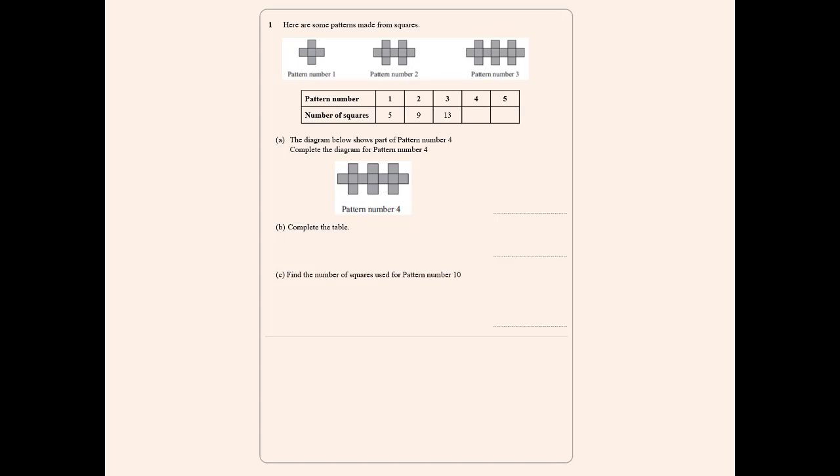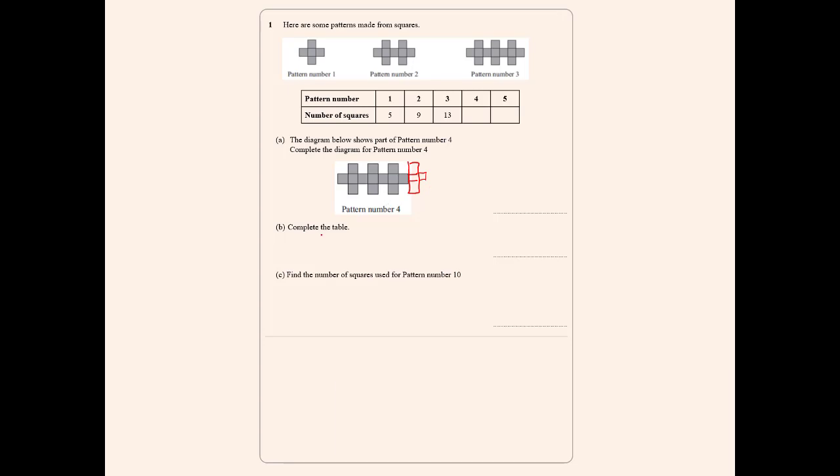So here are some patterns made from squares. We've got pattern 1, 2 and 3, and it's asking us to complete the diagram for pattern number 4. So we can see we're adding 4 squares at the end. Make sure you use pencil and ruler for this kind of question, so that if you make a mistake you will be able to rub it out and then correct it. Okay, so we've drawn pattern number 4. Sorry, it's not very neat over here because I can't use a ruler here.